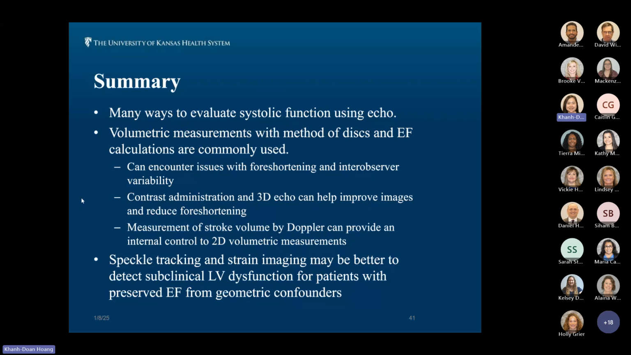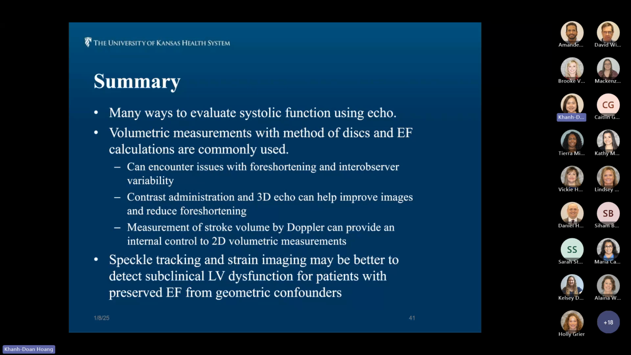So in summary, there's a lot of ways to evaluate systolic function using echo. Volumetric measurements with the method of discs and ejection fraction calculations are most commonly used, but you can encounter some issues, especially with foreshortening and interobserver variability, especially with visual estimation. Giving contrast and using 3D echo can help improve your images and reduce foreshortening, but it's more technically challenging. And measuring stroke volume by Doppler can also provide an internal control to your 2D volumetric measurements.